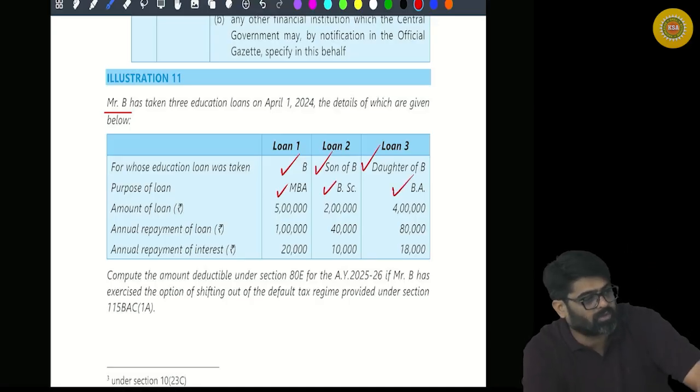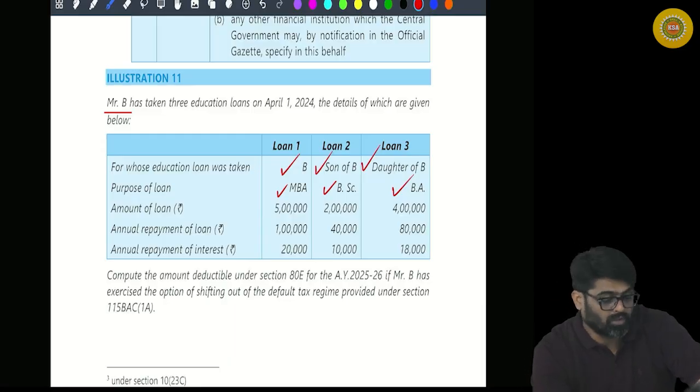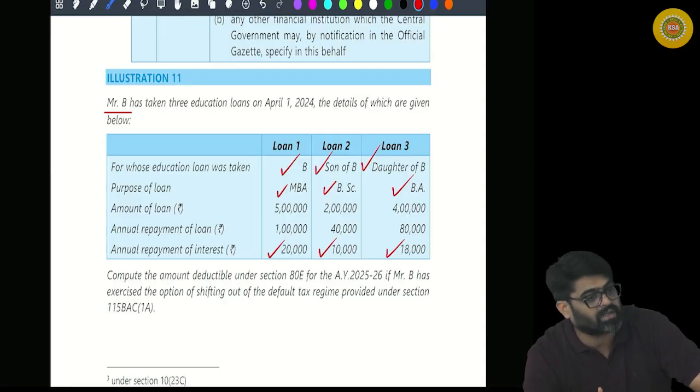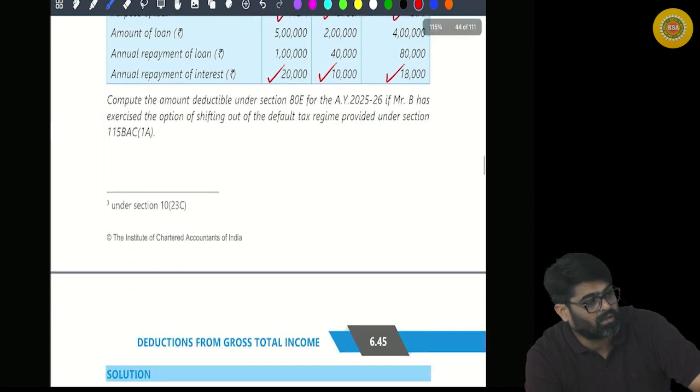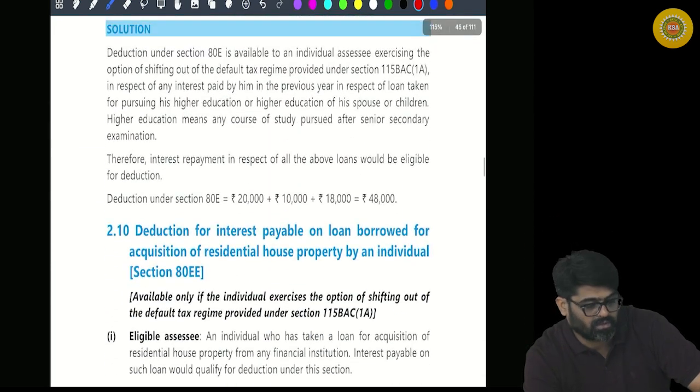What is the amount of loan? No need to focus on the amount of loan. What is the loan repayment? No need to focus on the loan repayment also. You are supposed to see the interest. That entire interest will be allowed as a deduction under 80E. Total 48,000 will be the deduction. Can you see? Yes or no?